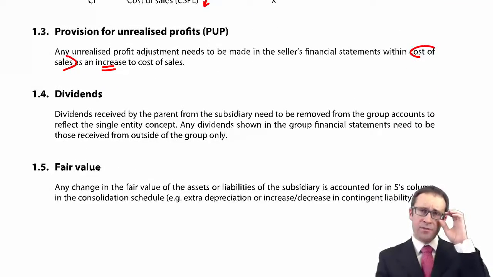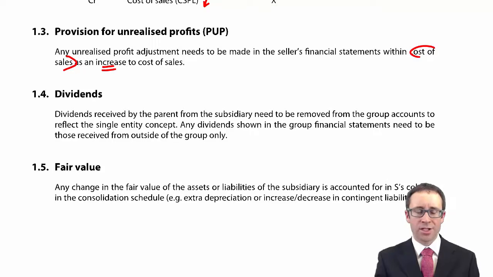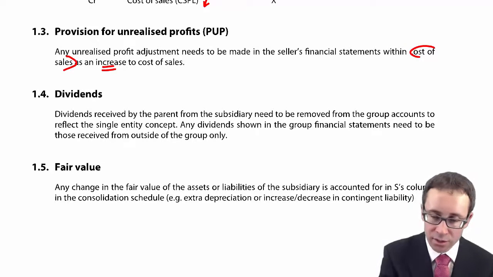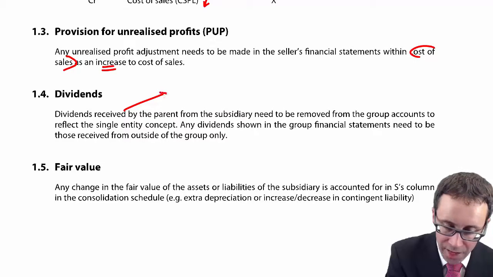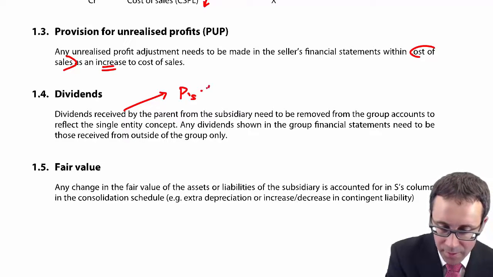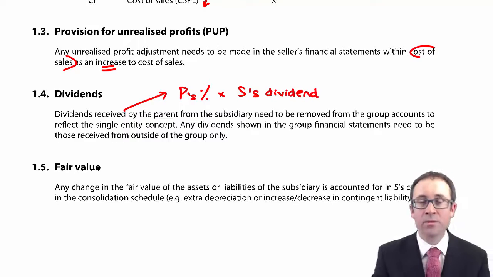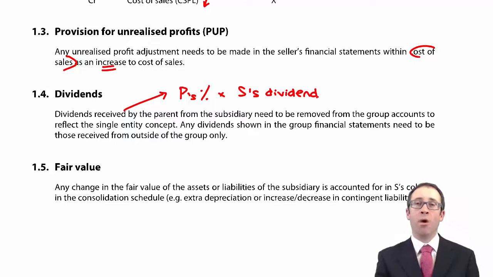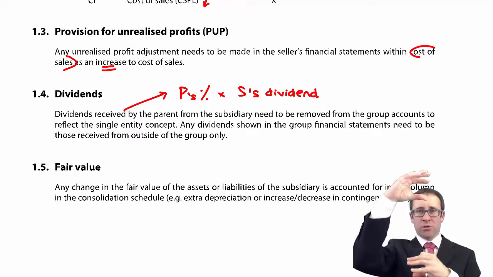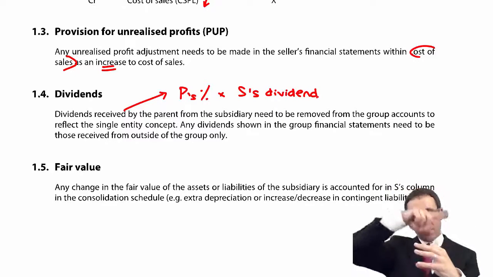Dividends, I think we mentioned that briefly earlier on, just at the start of the chat. If you are the parent and you've received a dividend from the subsidiary, the dividend that you will have received will be P's share of S's dividend, won't it? So if the subsidiary paid a $1 million dividend, you own 60%. 60% of the 1 million is 600,000, isn't it? That's a dividend that's gone from the sub to the parent within the group, isn't it?